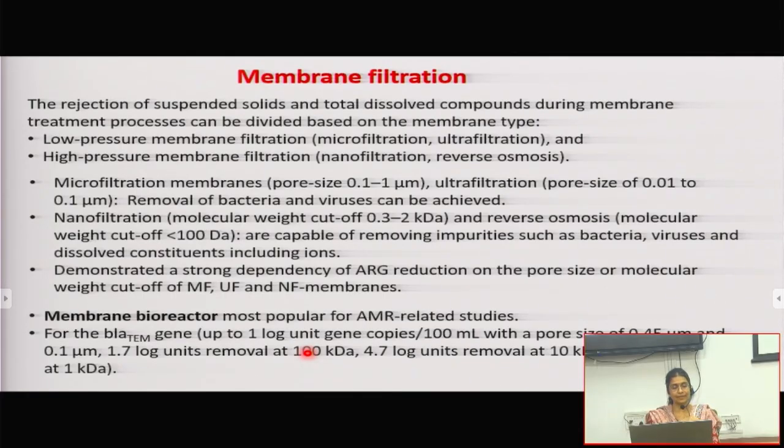Unlike the relative ones, where we were just knowing if a gene is present or not, with qPCR you get values that we can play around with. So there was a substantial reduction: when you used a 100 kilodalton membrane versus a 10 kilodalton one, you saw that there was substantial removal. So as of now, it appears that this could be a way forward.